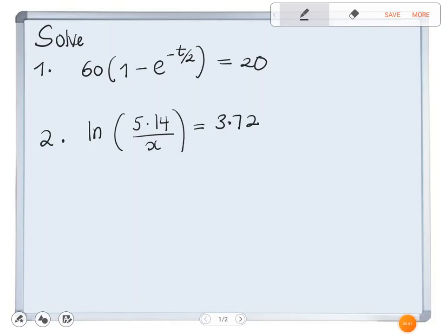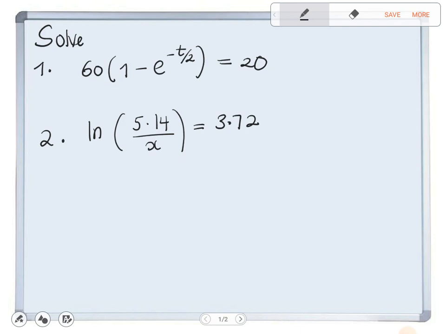I have these two exponential equations which I want us to solve together, because we'll be using calculators. The first one says 60(1 - e^(-t/2)) = 20. The second one is ln(5.14/x) = 3.72. So how do we solve these two questions?